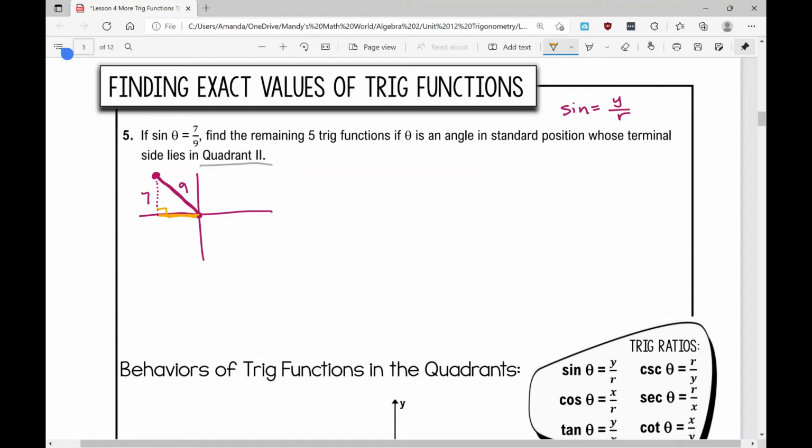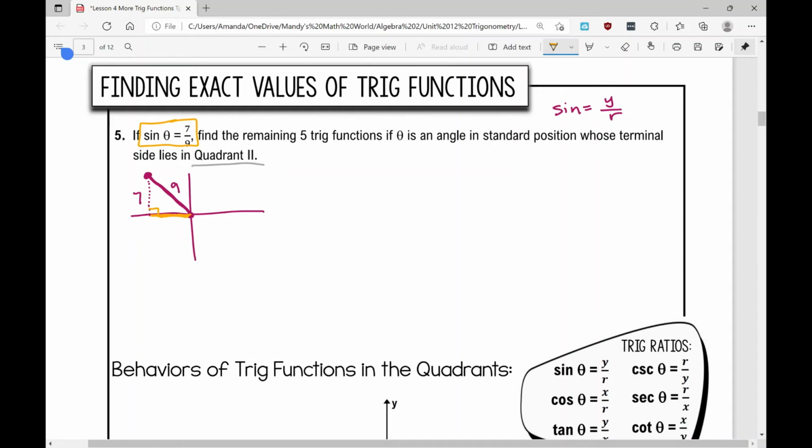All right, so we're given this trig function. We know it lies in quadrant 2. We know that the trig ratio for sine is y over r, so that's that vertical distance, if you will. And then we know the radius of this particular angle measure, which if we put it on a circle, we call it a radius, is 9. So how do I find the length of the missing leg of this right triangle? Well, I know that leg squared plus 7 squared is going to equal the hypotenuse squared.